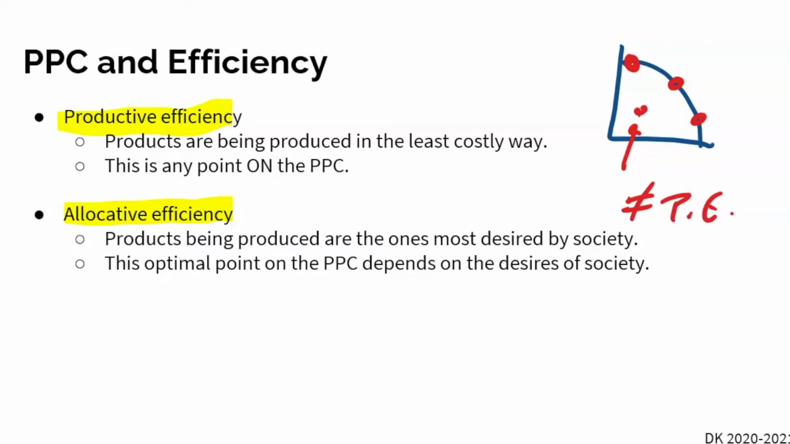Allocatively efficient, on the other hand, it just means that you're producing what society wants. And so here, yet again, you're allocatively efficient if you're on the curve, right? But it sort of depends on what society wants here. So you can be productively efficient and not allocatively efficient at the same time. But you can't be allocatively efficient and not productively efficient. Right? And so that'll make it clear on the next slide here.